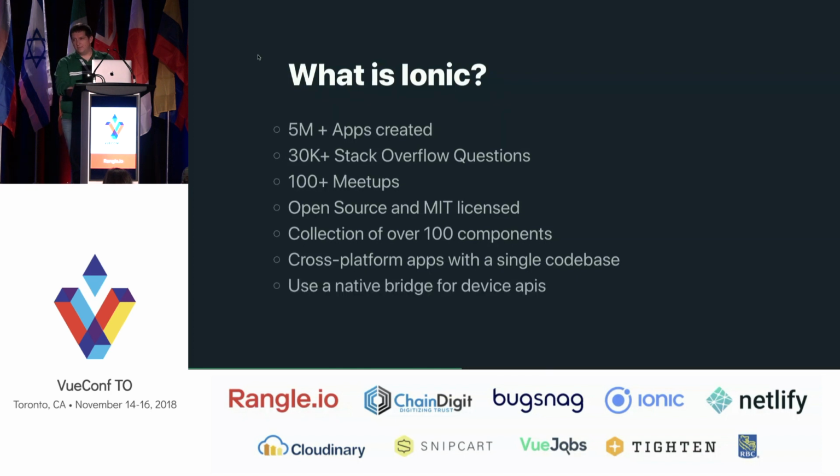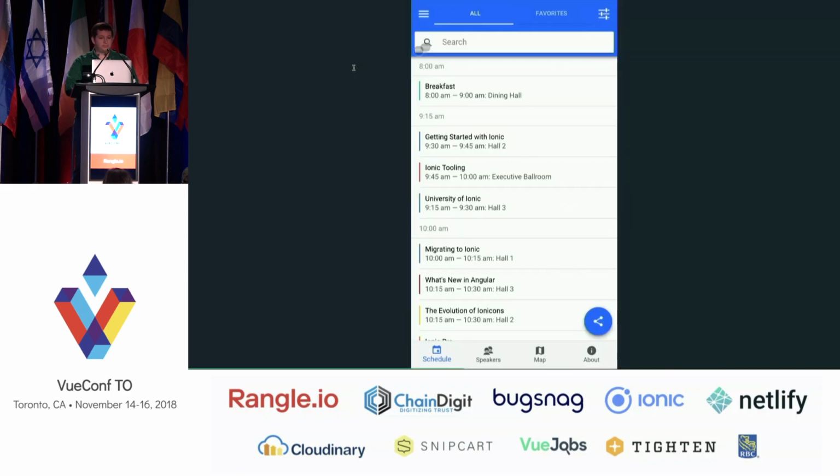And then we use a native bridge to access the device APIs through Capacitor. And some of the things you might do with those APIs is get access to haptic feedback, or camera usage, or geolocation, a number of different things.